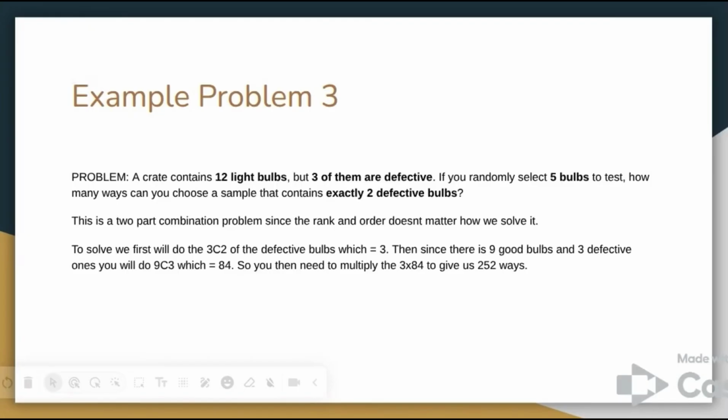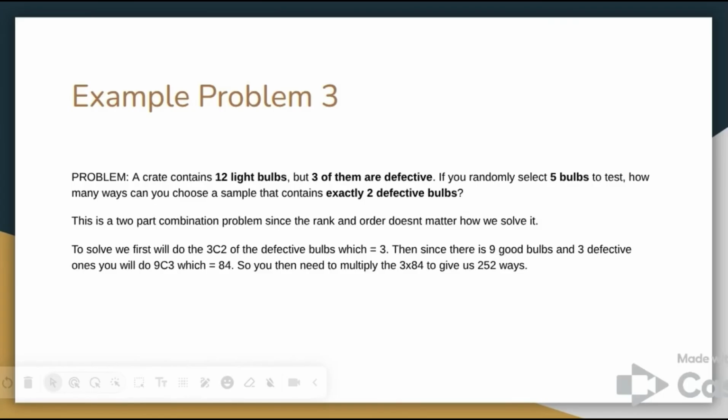And the last problem I have: a crate contains 12 light bulbs, but 3 of them are defective. If you randomly select 5 bulbs to test, how many ways can you choose a sample that contains exactly 2 defective bulbs? This is a 2-part combination problem, since the rank and the order doesn't matter. But you have to first figure out the defective bulbs. So you would do 3, C, and then 2. So 3 of them are defective, and we're looking for exactly 2 defective bulbs, which the answer for that would be 3.